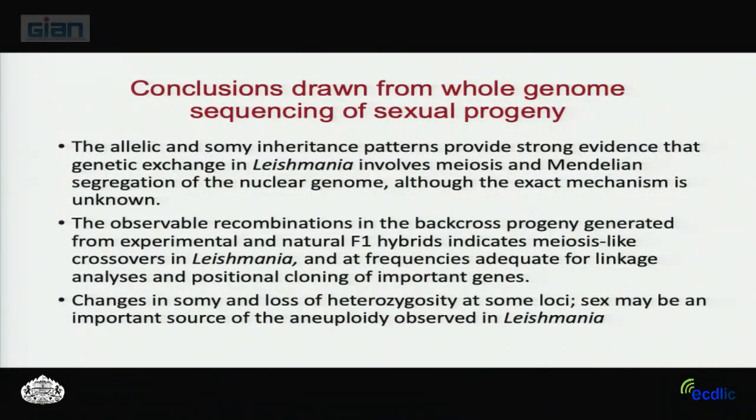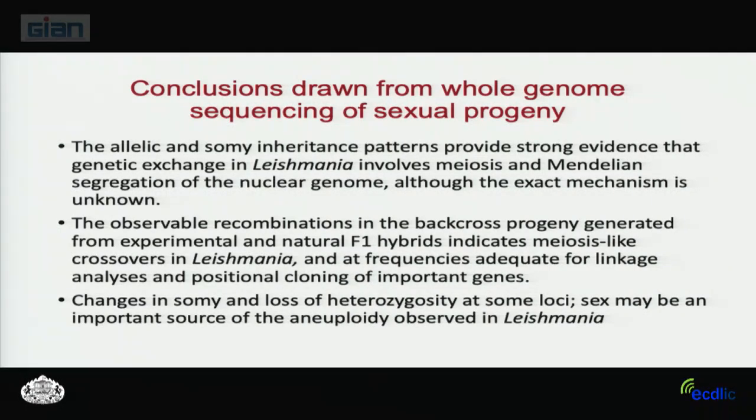So the conclusions from this work: the allelic and somy inheritance patterns provide strong evidence that genetic exchange in Leishmania involves meiosis and Mendelian segregation of the nuclear genome, although the exact mechanism is unknown. The observable recombinations in the backcross progeny generated from experimental and natural hybrids indicates meiosis-like crossovers in Leishmania, and at frequencies adequate for linkage analysis and positional cloning of important genes.